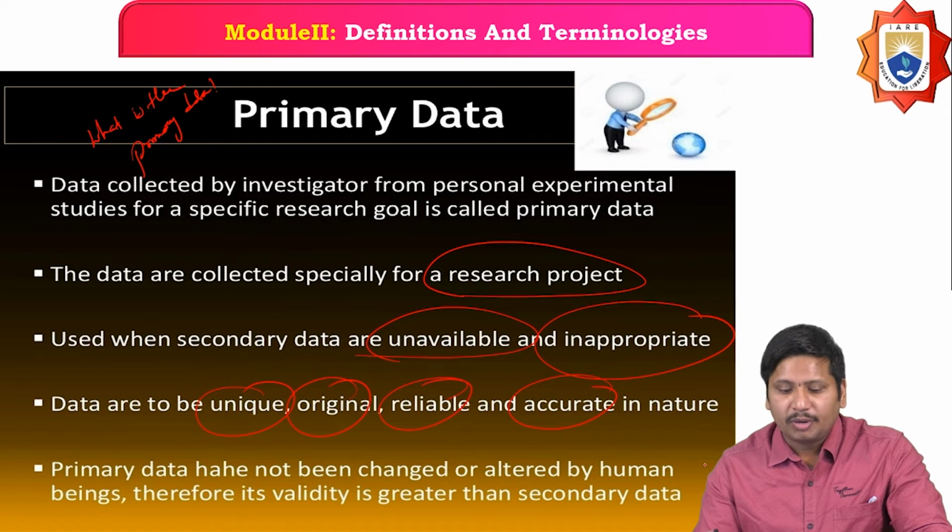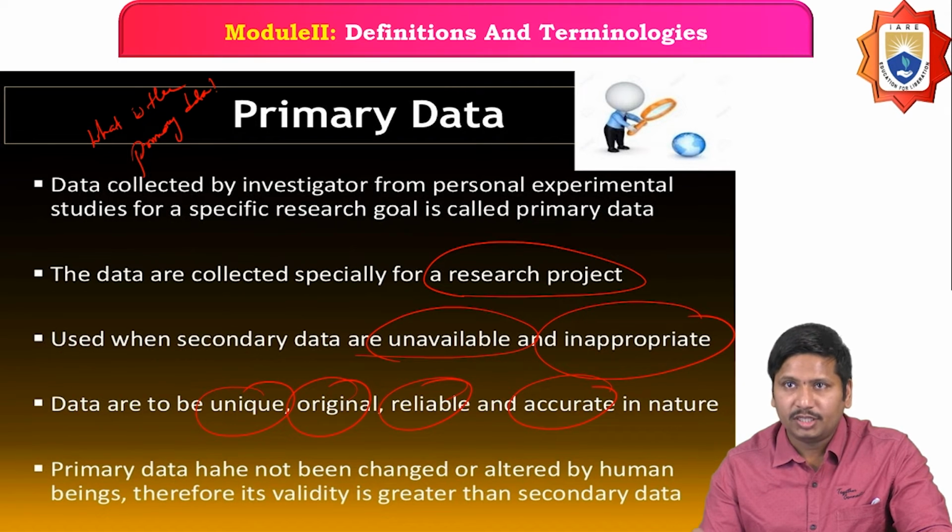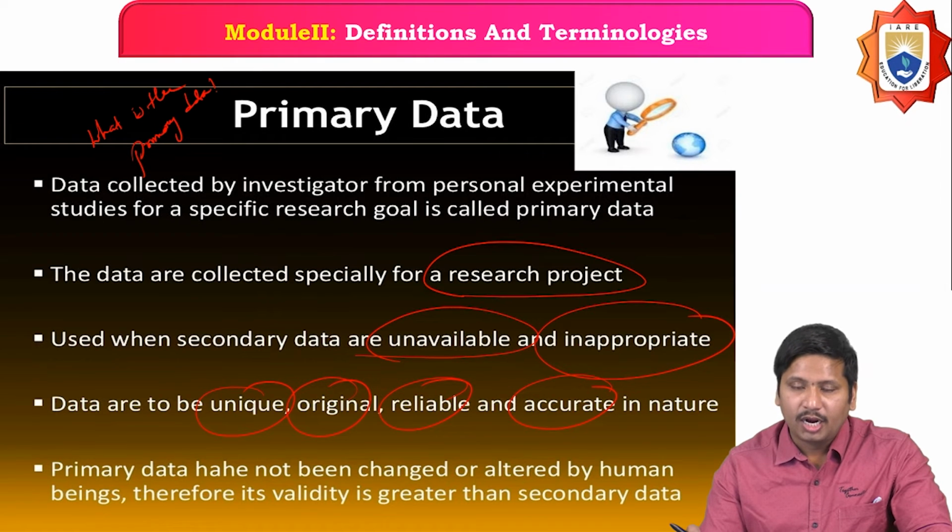So, what is the primary data? It is the data collected by an investigator from personal experimental studies for a specific research goal, mainly useful for the research project, and it is used when secondary data is unavailable and inappropriate. The data is unique, original, reliable, and accurate in nature.